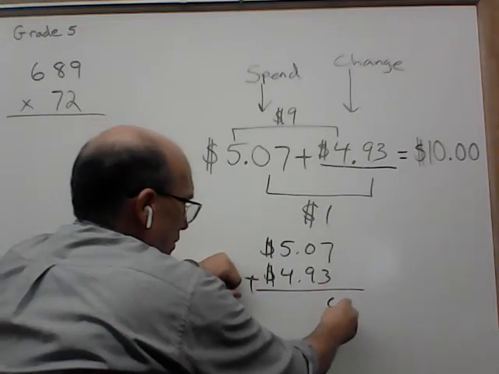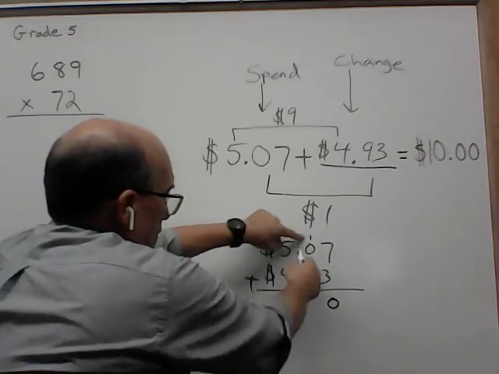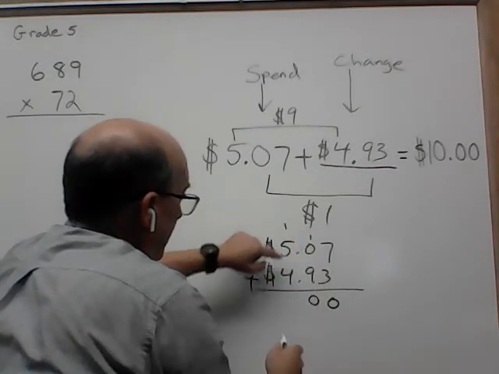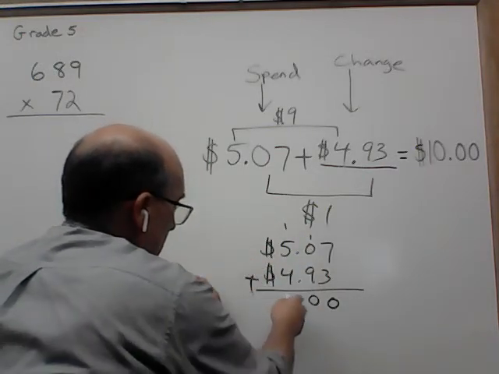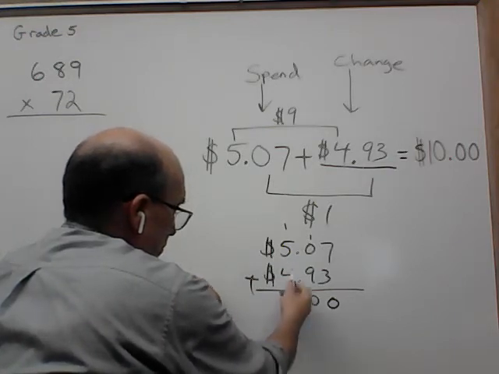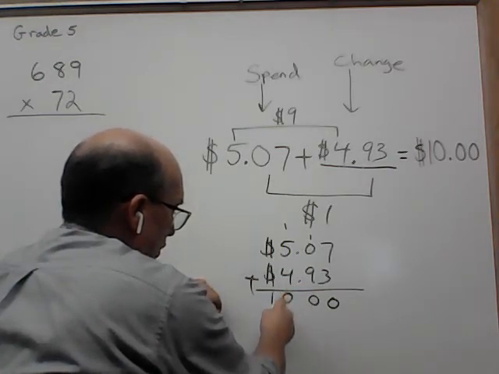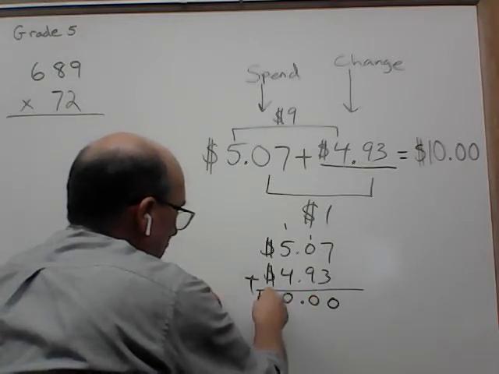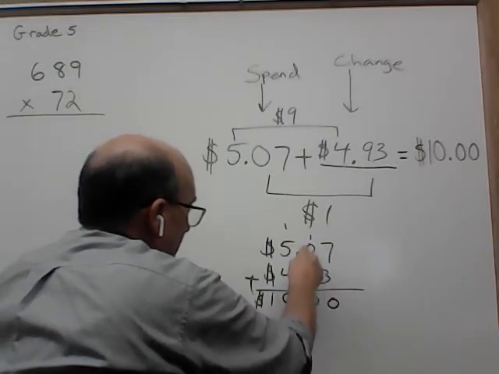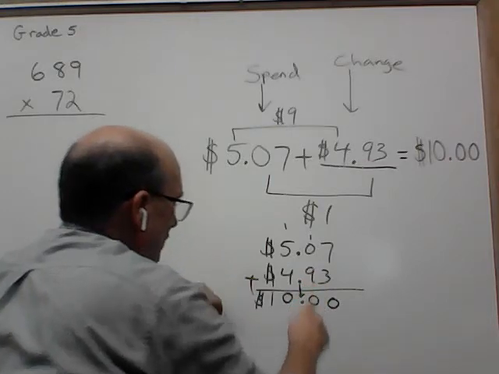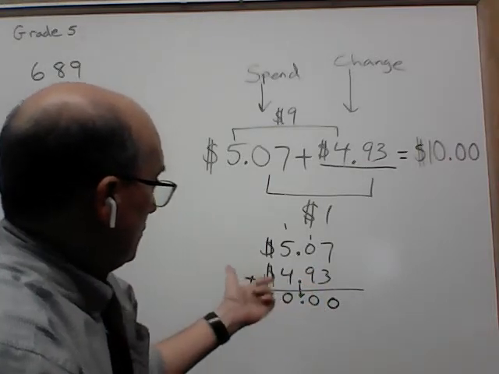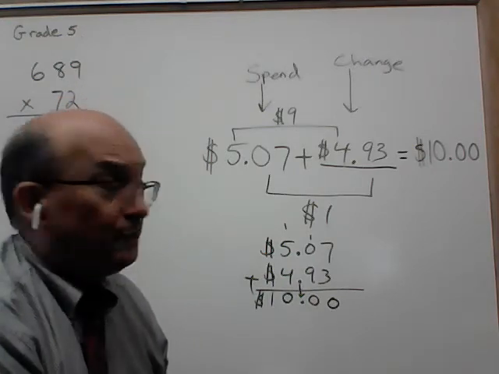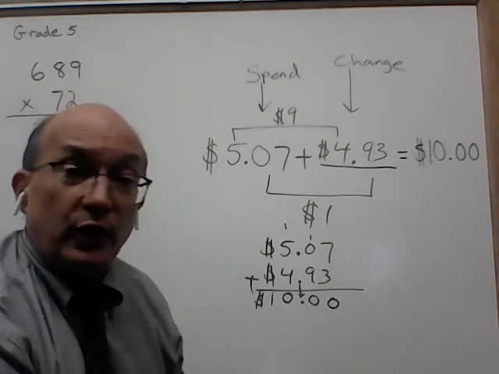7 and 3 is 10, put down the 0, carry the 1. 1 plus 0 plus 9 is 10. Put down the 0, carry the 1. 1 plus 5 plus 4 is 10. We have to go like this, putting a 0 in the 1's place and the 1 over here for the 10's place. The decimal point comes straight down. When we're adding or subtracting decimal numbers, that decimal point comes straight down into the answer. And there's the check on paper, which we shouldn't have to do. But there it is, in case you were wondering.